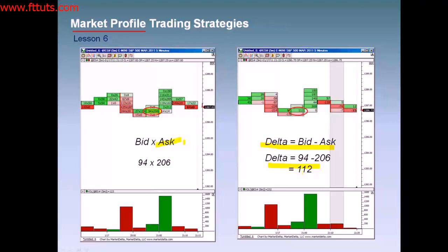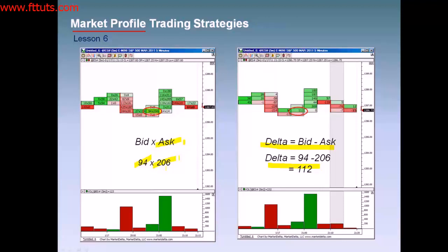Again, let me review one of the very early concepts that we discussed to make sure that you remember it and are comfortable with it. In the auction market, if transactions are taking place more at the bid, this is indicative of a more aggressive seller. If more transactions are taking place at the ask, this is indicative of a more aggressive buyer. So when I look at the bid and ask numbers, and I have 206 at the ask versus 94 at the bid, obviously, in this case, at this price, at this moment of time, the delta was positive, meaning that the buyers were more aggressive in the marketplace.